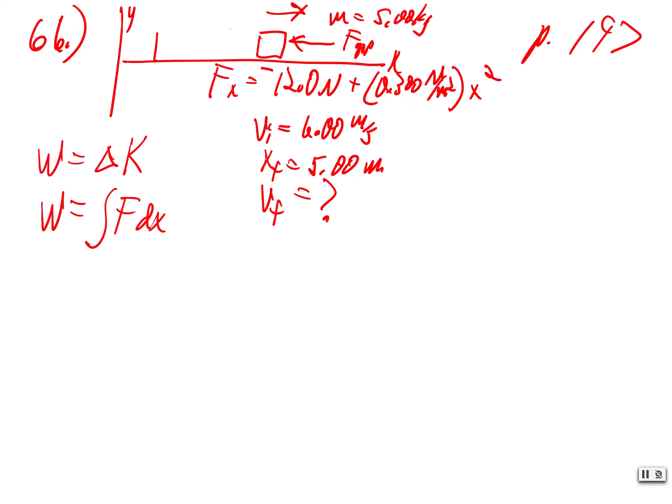Oh yeah, and it does start at x initial of 0. I forgot that, 0 meters, okay? So it says, read it again, what is the speed of the object when it reaches a point of x equal to 5 meters? Well, the first thing we've got to do is determine how much work we have, okay? That's the first thing we've got to do.